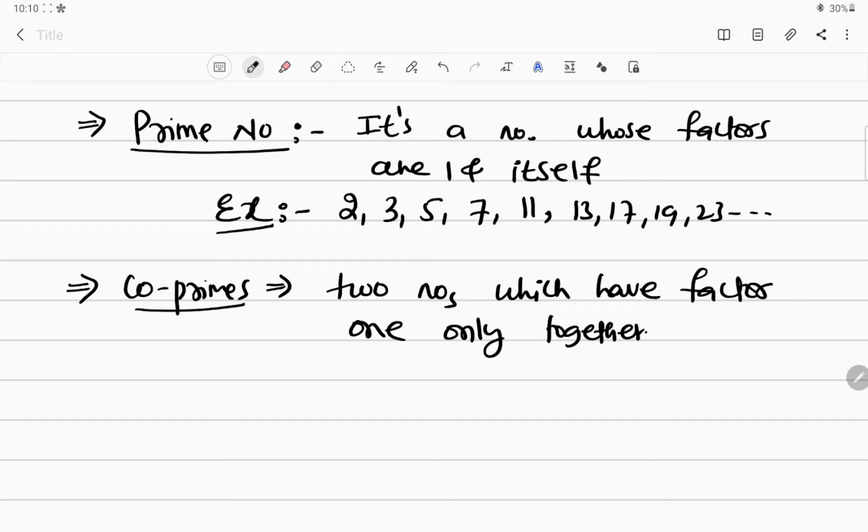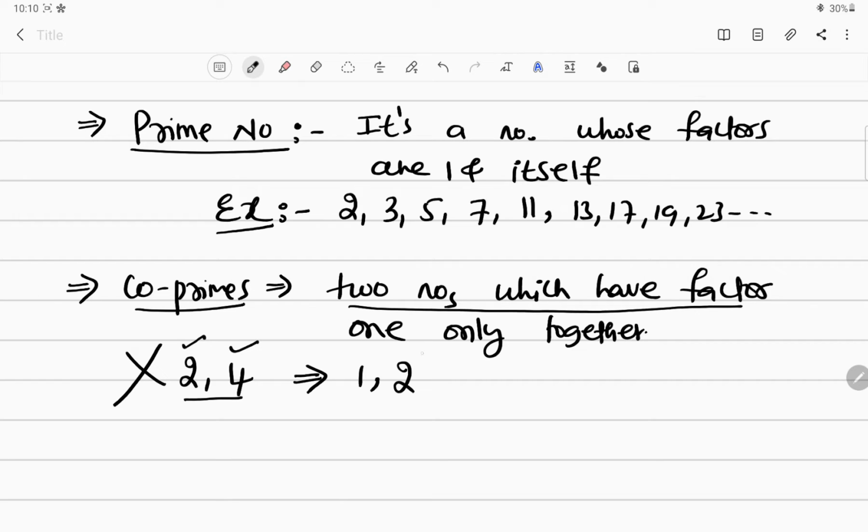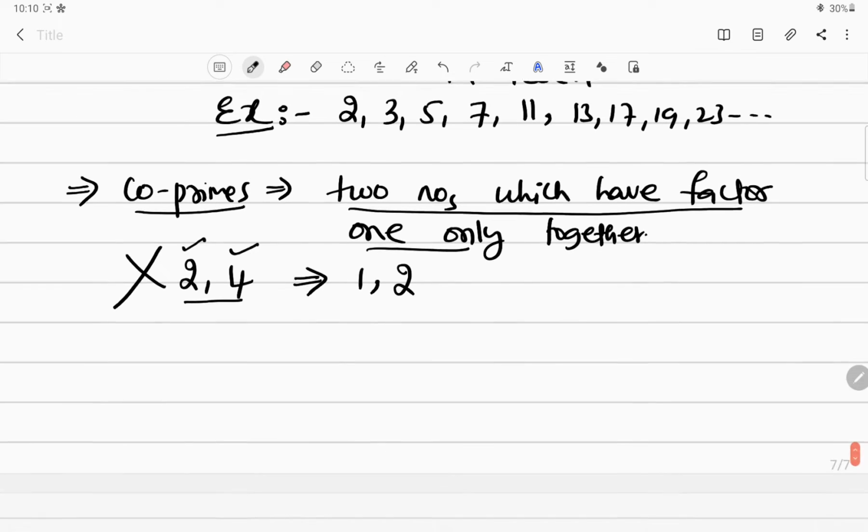For example, if I say 2 and 4, what are the factors of 2 and 4? 1 is a factor of 2 and 4 because 1 divides 2 and 4, and 2 is also there. 2 divides 2 and also 4. That's why 2 and 4 are not coprimes, because coprimes are two numbers which have factor 1 only. Factor should be 1 only.